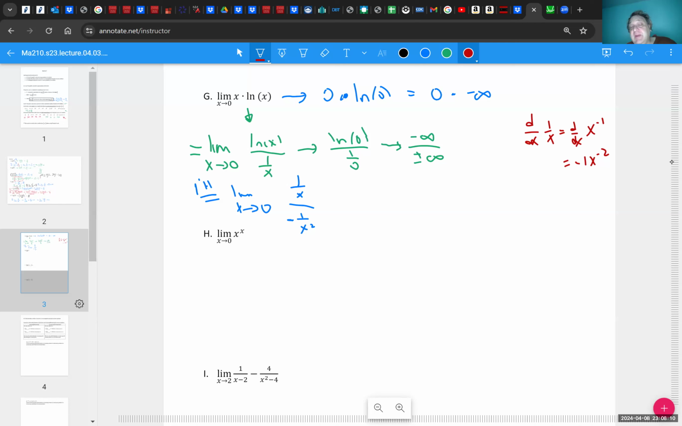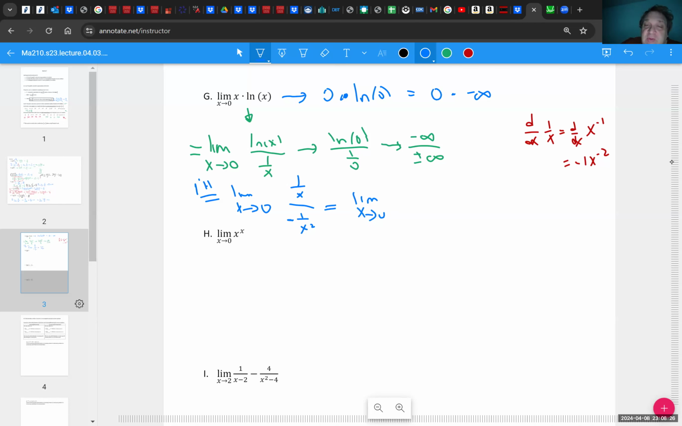Now, you're welcome to try to plug in 0 directly here and try to figure out what it is, but it would be nice if you simplified this first. This is a very complicated looking function. So let me just simplify this before I try to plug in 0. It's just going to make my life so much easier.